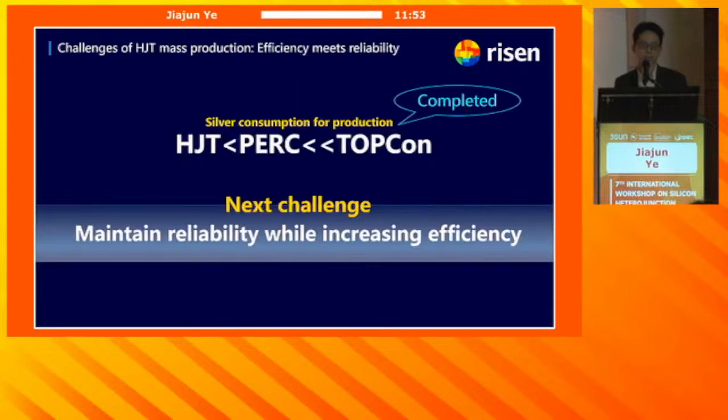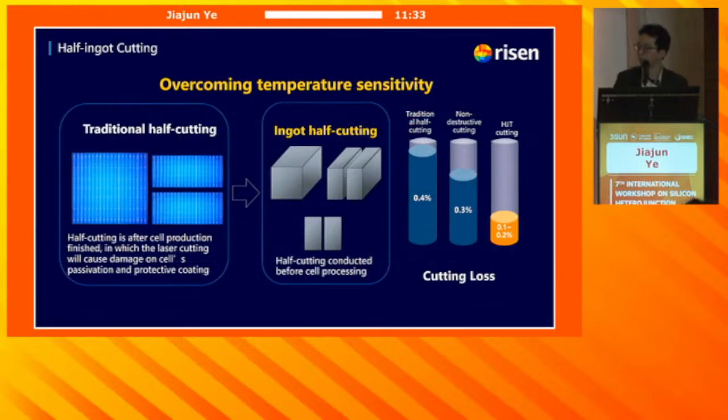And what is next? I think a good commercial product will consist of 3 good characteristics: lower cost, higher reliability, and higher efficiency. So what we do next is to maintain reliability while increasing efficiency. As already mentioned many times yesterday by Huasun and Longi, compared to TOPCon products, heterojunction is more sensitive to high temperature. So we are trying to convert conventional production steps into low temperature ones.